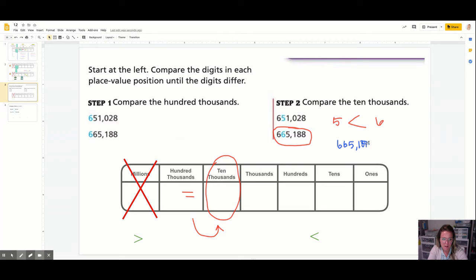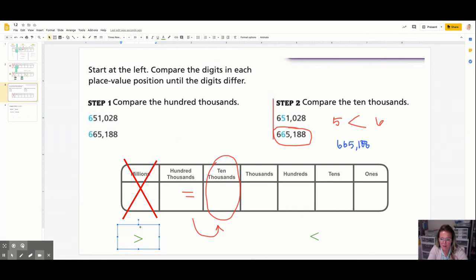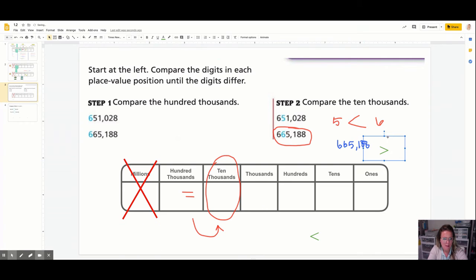665,188. And we would say that that is greater than, the alligator mouth is eating the larger number, is greater than this guy, 651,028.